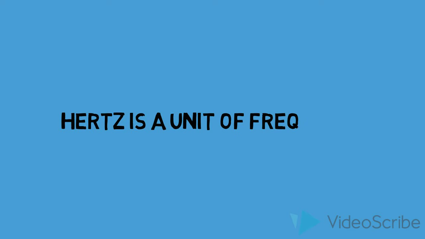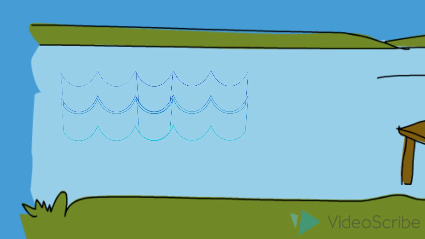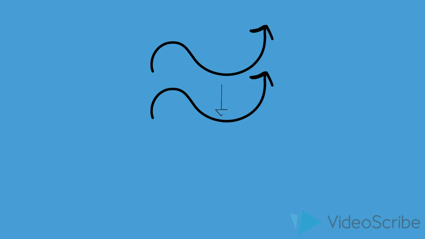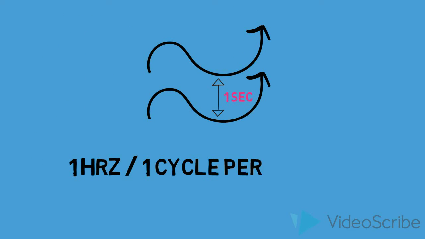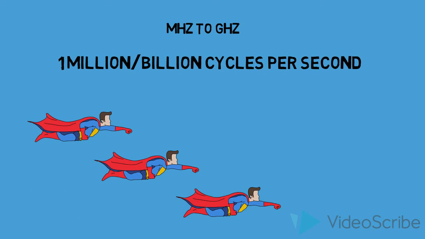To break it down even further, hertz is simply a unit of frequency. Let's say you're standing on a pier watching waves come in. As you look down at the waves, you can see the crest of each wave roll on. If you counted how many seconds between each wave crest, that would be the frequency of the waves. So if the time between each crest was 1 second, that would mean the wave frequency was 1 Hz, or 1 cycle per second. Comparing these waves to megahertz and gigahertz, these waves are moving at 1 billion and 1 million cycles per second in the air.